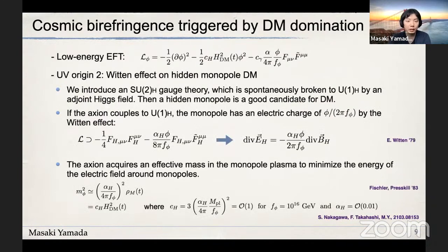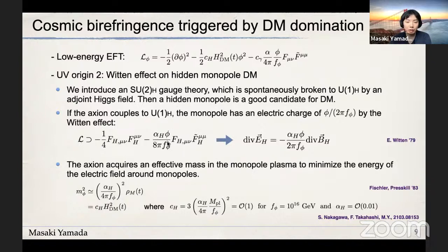The second model is based on the Witten effect on hidden monopole dark matter. Suppose that there is an SU(2) gauge theory in the hidden sector, which is spontaneously broken to an abelian gauge symmetry by an adjoint Higgs field. In this case, we have a monopole solution, and the monopole may be produced at the time of the phase transition. And those monopoles are good candidates for dark matter because they are stable due to the topological charge or magnetic charge. So let's consider the case that this hidden monopole is dark matter in our universe.